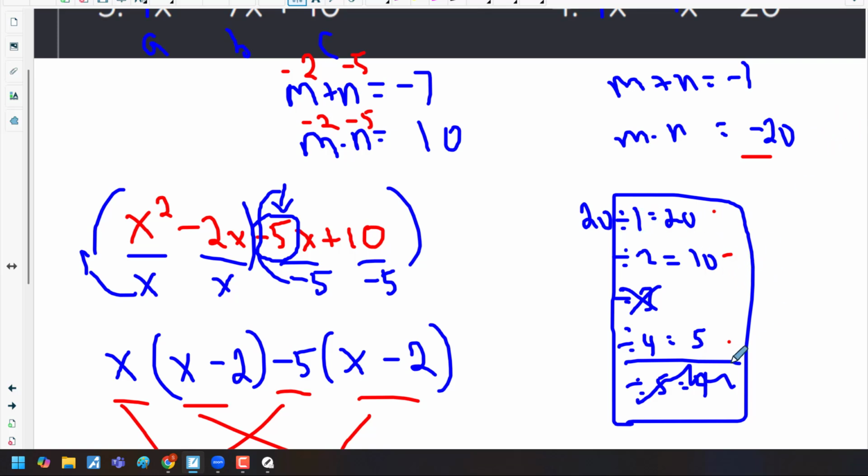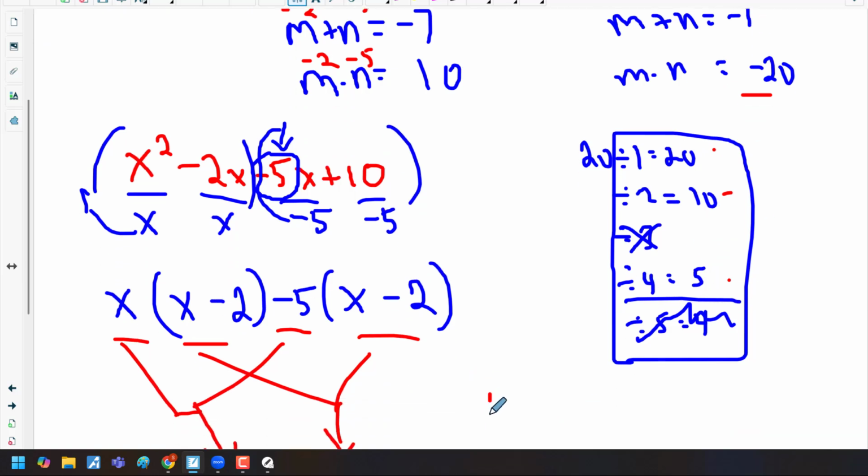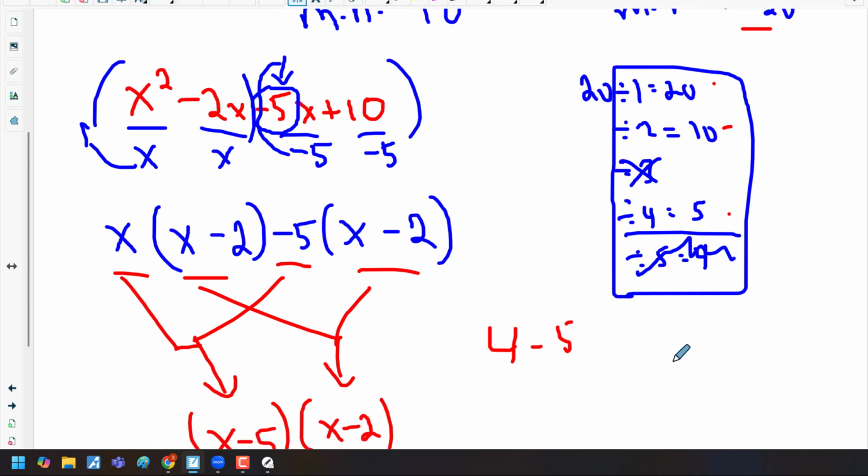So we can either have 1 minus 20 or 20 minus 1. Either way, that doesn't equal -1. 2 minus 10 or 10 minus 2. Same thing, you're getting like 8 and -8, so that's not working. What about 4 minus 5 or 5 minus 4?